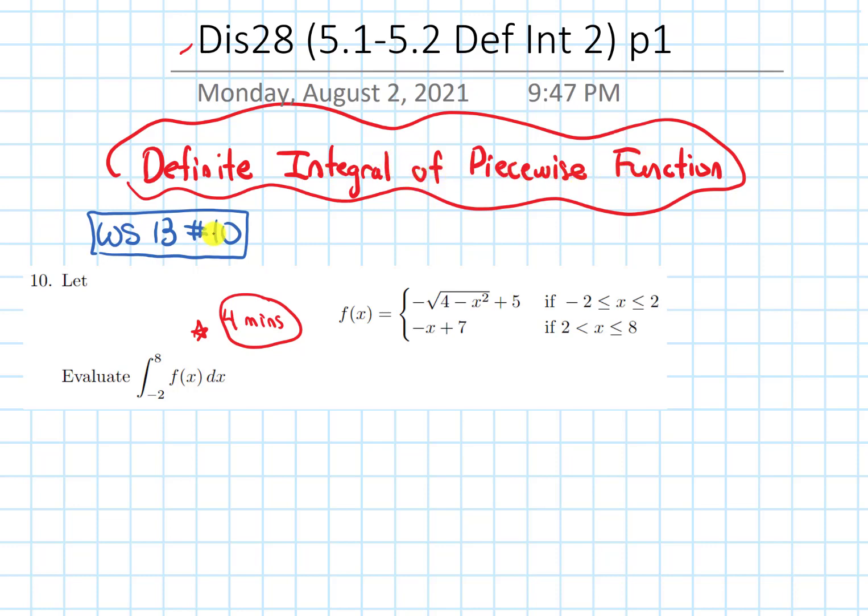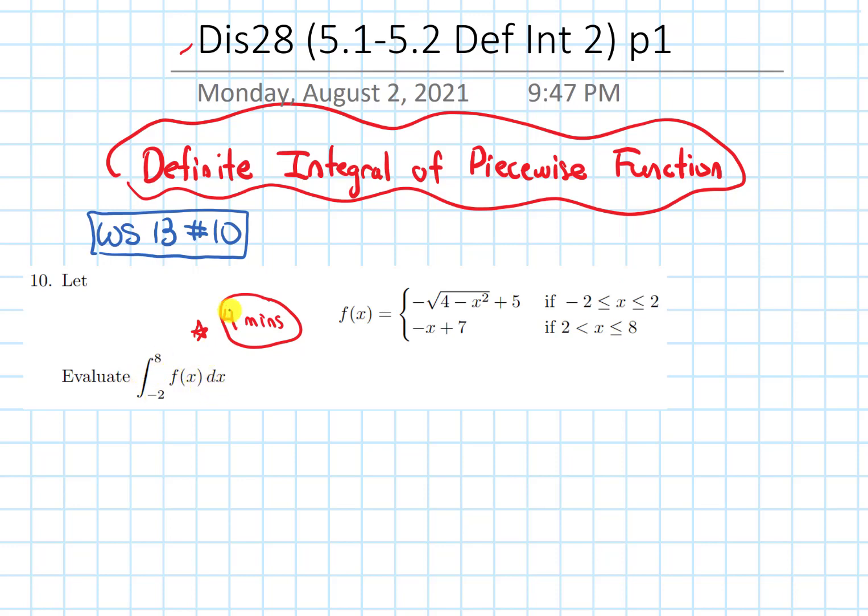This is problem number 10 from worksheet 13, where we have this function f of x, which equals negative root 4 minus x squared plus 5 if x is in between negative 2 and positive 2, and it equals negative x plus 7 if x is greater than 2 and less than or equal to 8. So we want to find the integral from negative 2 to 8 of this function.